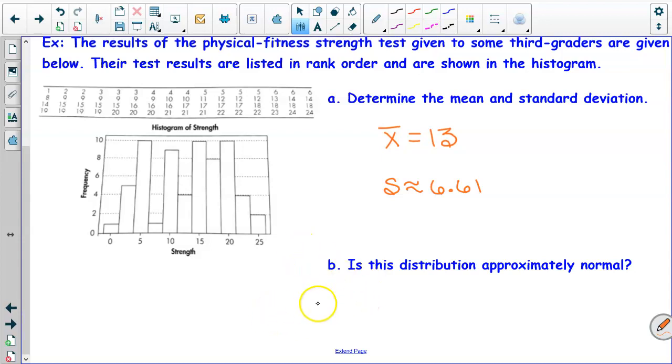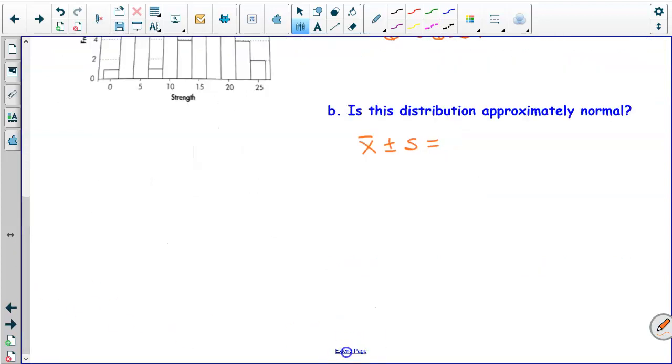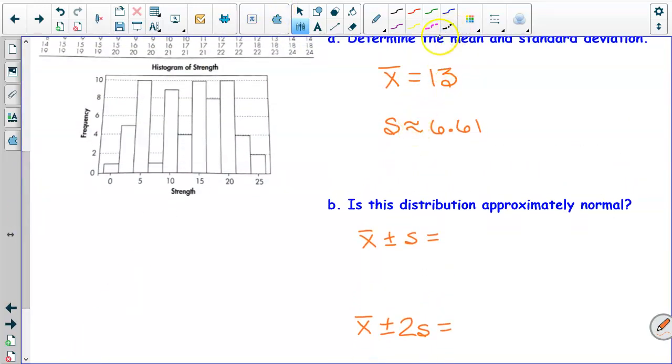Okay? So, the way you do that is you actually take and calculate x bar plus or minus s, and you figure that out. Then we're going to take and calculate x bar plus or minus 2s, which just means 2 standard deviations above or below, or x bar plus or minus 3s. Alright, so x bar plus or minus s. So I like to do subtraction first because it's going to be smaller. So x bar 13 minus 6.61 to 13 plus 6.61, which gives me 6.39.